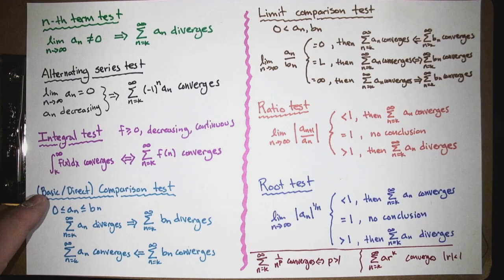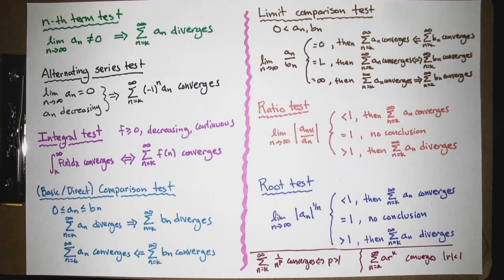Your basic or direct comparison test says, well, I want to just compare the series to something, either a little bit above it or a little bit below it, which is simpler to work with. If I want something to converge, I have to find something above it that converges. So if I want a sub n to converge, I have to find a b sub n above it, which converges. If I want to show something diverges, I want the b sub n to diverge. I have to make the a sub n diverge. I have to find something below it.